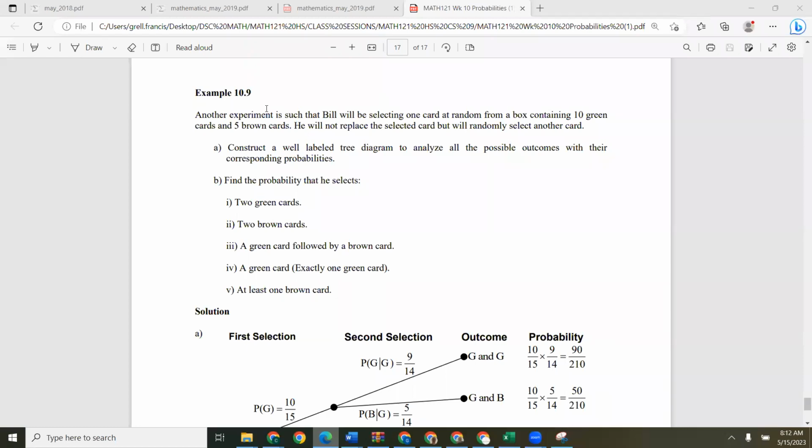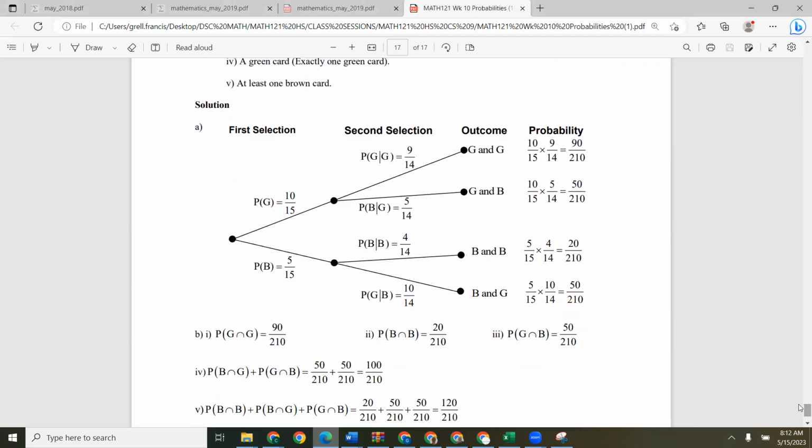So example 10.9 analyzes a situation where you've got selection without replacement. As you can see, the denominator has decreased by 1 because whatever has been selected was not replaced. And to calculate the outcomes, you've got multiplication going on along the branches. So we are going to use another document to help us demonstrate how this problem can be solved.